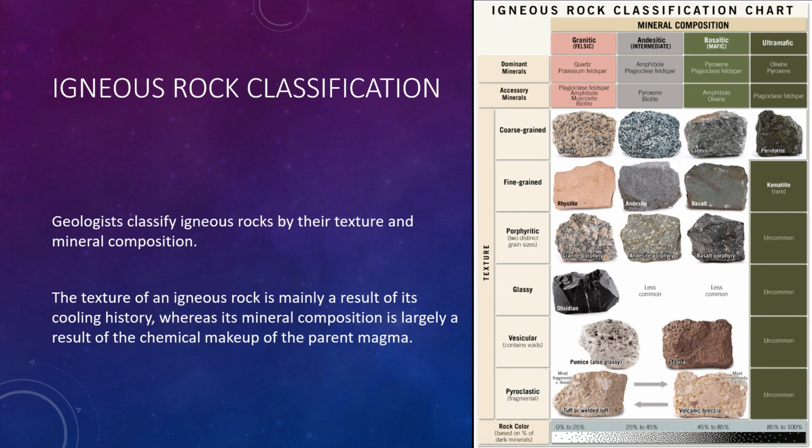So here we have a chart that basically classifies all of our igneous rocks. And if you're in my actual course, you will be using this in lab to identify rocks. Geologists classify igneous rocks by their texture and mineral composition. The texture of an igneous rock is mainly a result of its cooling history, whereas its mineral composition is largely a result of the chemical makeup of its parent magma. So here again we see the 4 mineral composition groups, and then all of the different rocks that we've talked about, plus some others, categorized by their texture on the left and their color on the bottom.